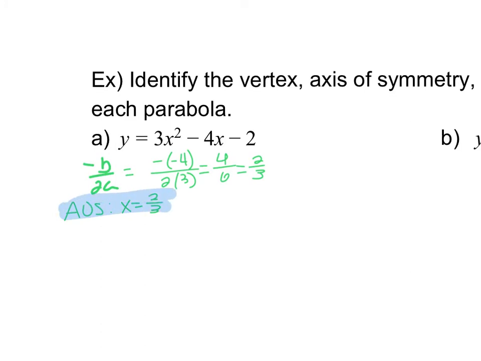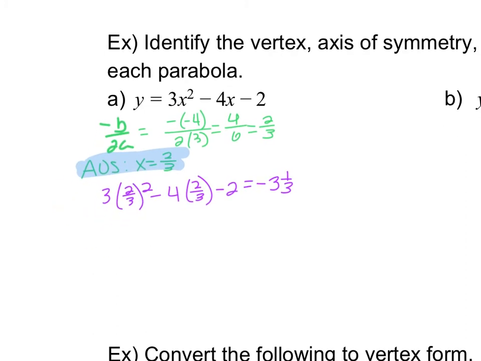Okay, now let's do the vertex. So we have to find the y-coordinate. This will be 3 times 2/3 squared minus 4 times 2/3 minus 2. Plug all of that in your calculator or work it out, and you get negative 3 1/3. So that's the y-coordinate of your vertex. So your vertex is at 2/3, negative 3 1/3. So there's another answer.